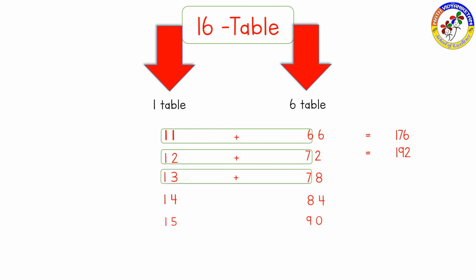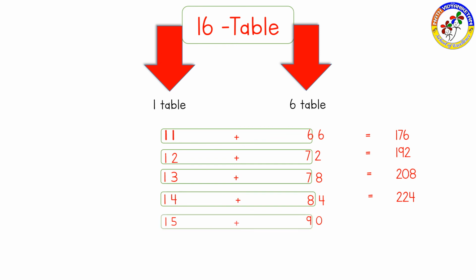Now 13 plus 7. 13 plus 7 is 20 and write 8 as it is. That is 208. Now 14 plus 8. 14 plus 8 is 22 and write 4 as it is. Okay. Now 15 plus 9. 15 plus 9 is 24 and write 0 as it is.